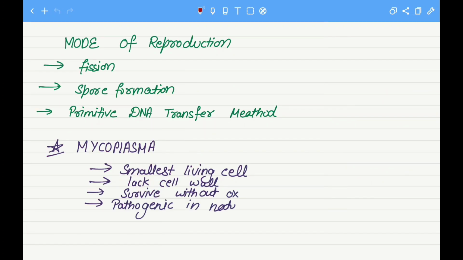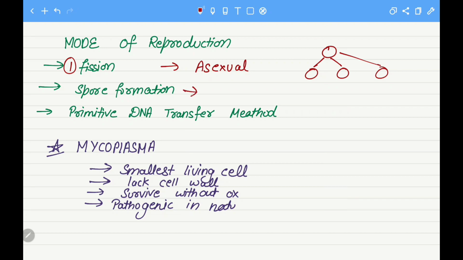Now comes our most important topic, the mode of reproduction. Every bacterium undergoes reproduction. The first method of reproduction is fission. Fission is an asexual method of reproduction in which one organism divides into two daughter organisms. For example, it can be binary fission or multiple fission.